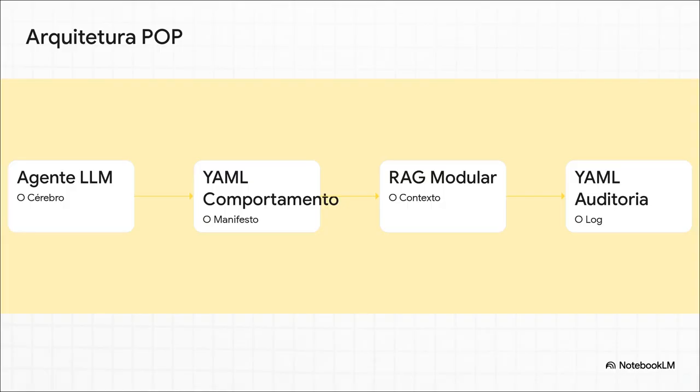So the POP architecture is built on 4 key blocks. First, you have the LLM agent, which is basically the brains of the whole operation. Second, the behavior YAML. That's the manifesto that tells the agent who it is and what its job is. The third block is the modular RAG, which stands for Retrieval Augmented Generation, a system that fetches outside information to give the agent context. And finally, you have the audit YAML, which is a log that the agent itself generates to record its actions, giving you total transparency and control.